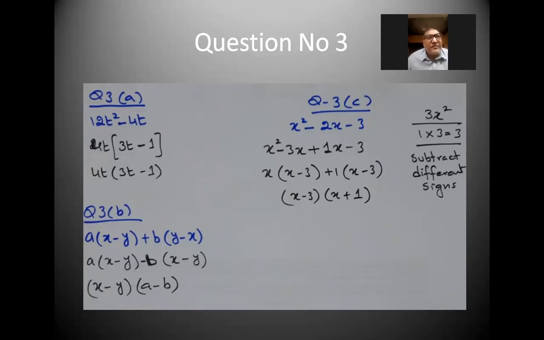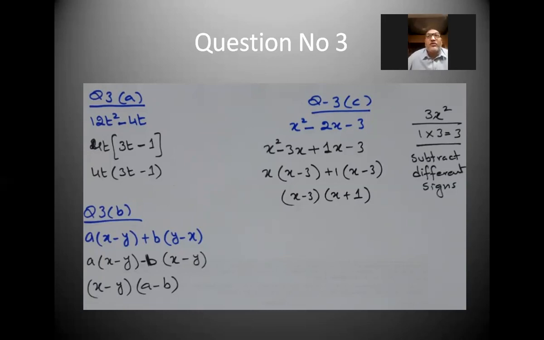So 4 will be common, t is also common. So take the 4t common, you will have 3t minus 1. What's left inside is always decided by division. 12t squared divided by 4t, which you have taken common, the answer will be 3t. Minus 4t divided by 4t, the answer will be minus 1. So 4t bracket 3t minus 1 bracket close is the answer.